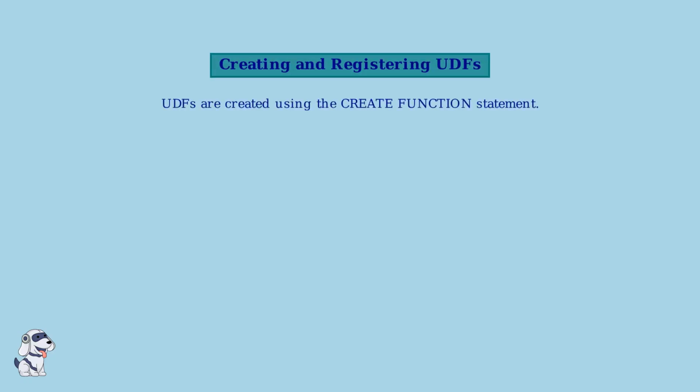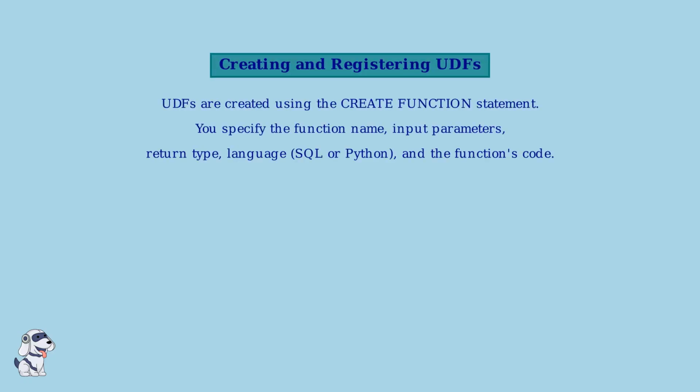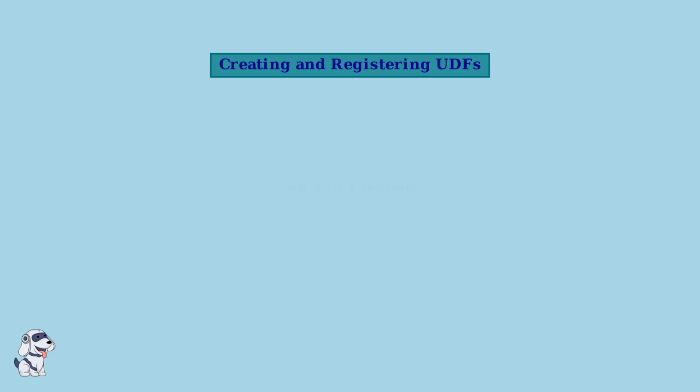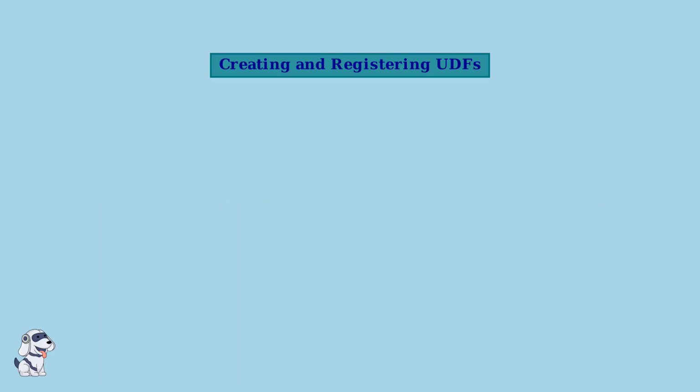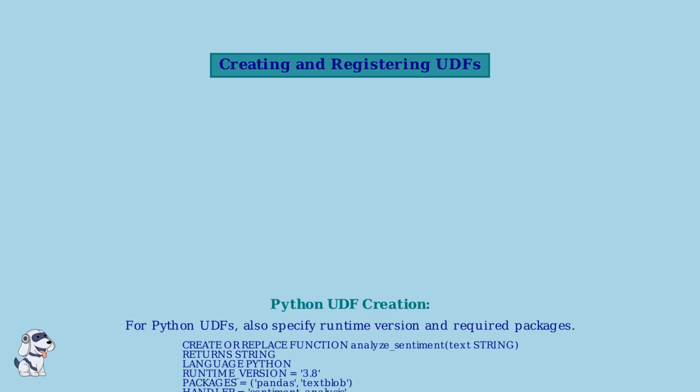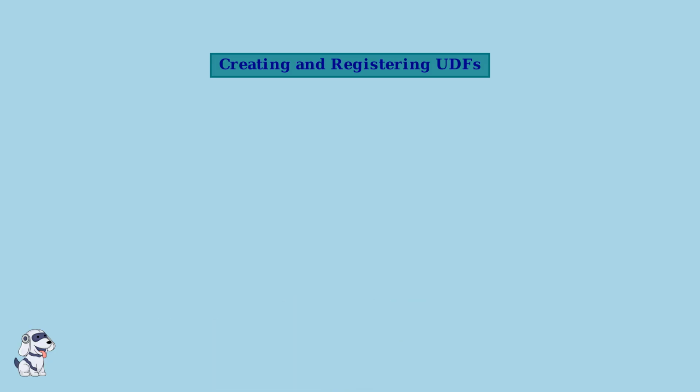UDFs are created using the create function statement. You specify the function name, input parameters, return type, language, and the function's code. For a SQL UDF, the structure includes the function name, parameters, return type, and SQL code block. For Python UDFs, you additionally specify the runtime version and any required packages, along with a handler function. Finally, make sure to grant appropriate privileges so others can use your UDFs.